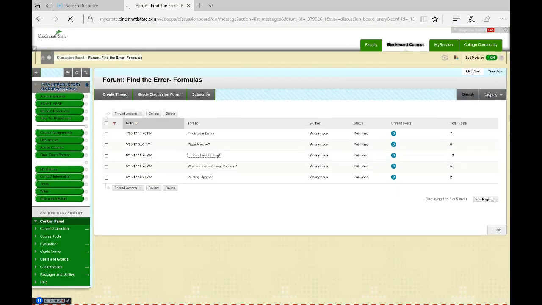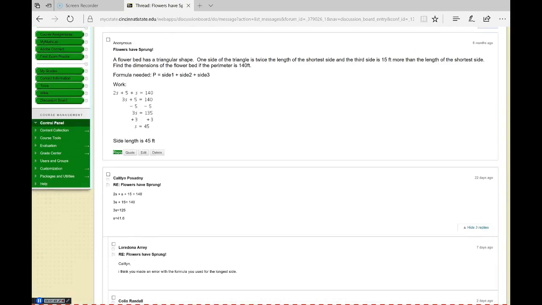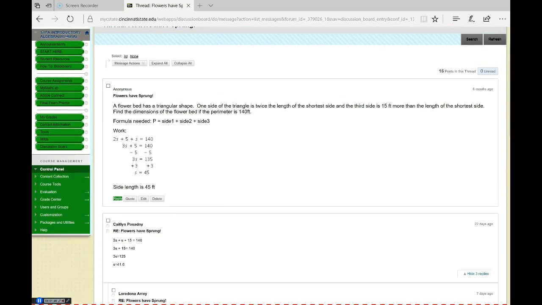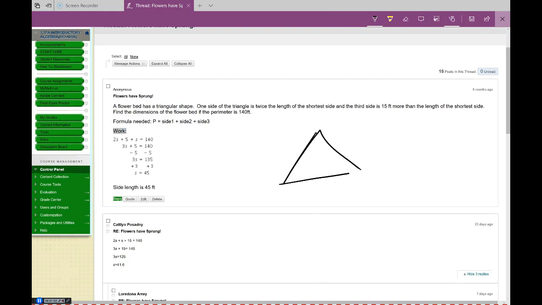All right, the next one was flowers have sprung. So for this one here, we have a triangular flower bed. One side of the triangle is twice the length of the shortest, so that would be 2s. The third side is 15 feet more than, so that would be s plus 15. And then the shortest side would just be the s.